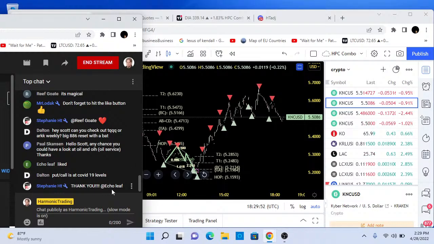Put call level is at COVID-19 levels. Thank you, Dalton. That's a great comment, and that's the truth, and you want to respect it. Put call, if you're not familiar with put call ratio, please be aware that that is a great contrarian signal. If everyone's buying puts, you're probably at a short term low.